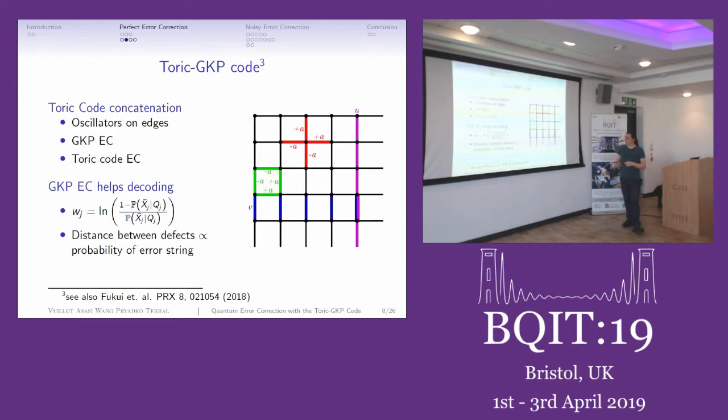But now you have additional information: on every edge, you have this little probability saying this one has a high probability of being in error, this one has a low probability of being in error. And so now when you try to match defects on the lattice, you can use this information to find shorter paths.